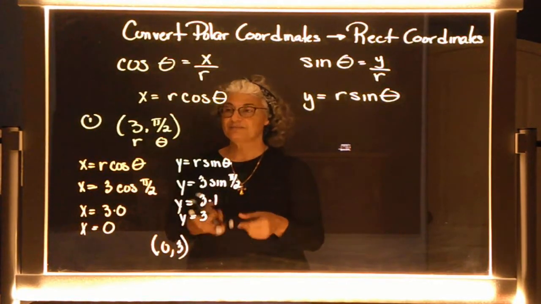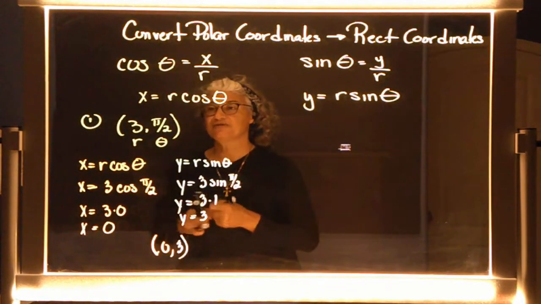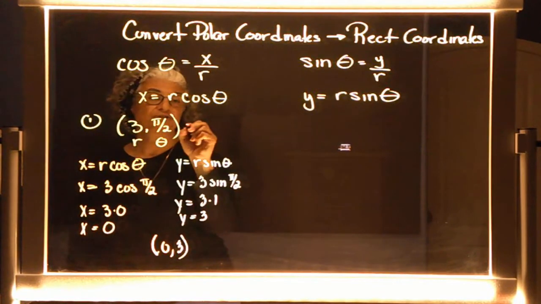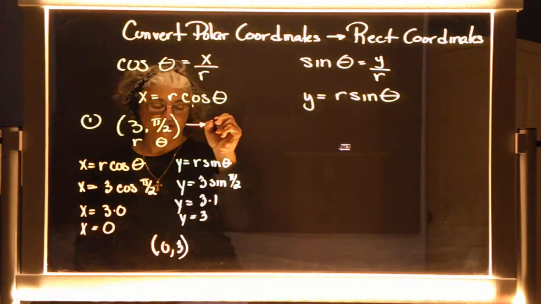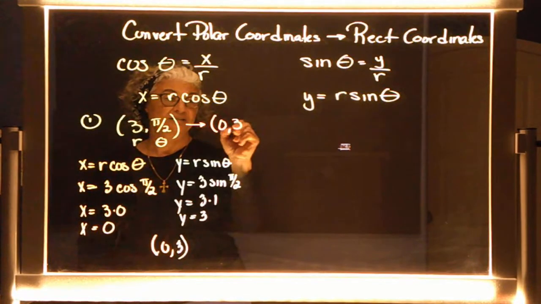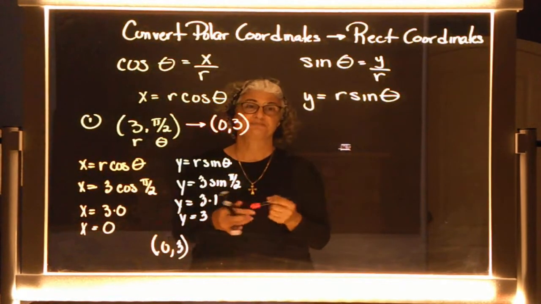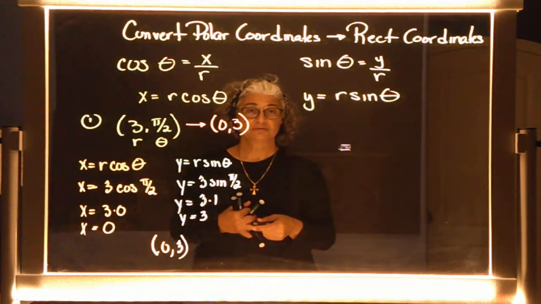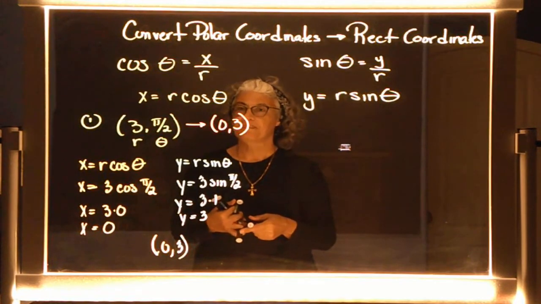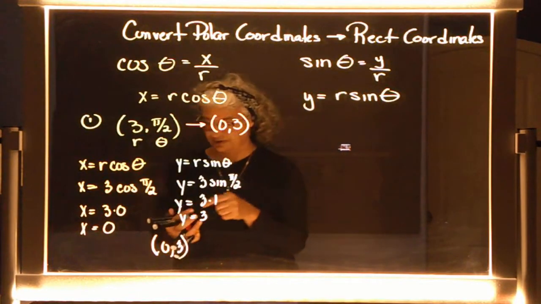So you're telling me the polar coordinate of 3 comma pi over 2 converts to the rectangular coordinate 0 comma 3. Cool? Okay, let's look at another problem.